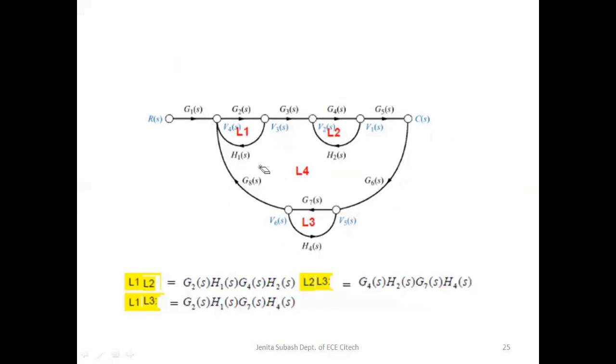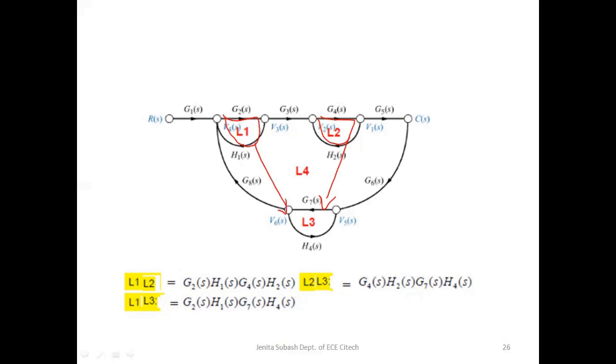Moving on to step 3, we have to identify any combinations of two non-touching loops. Is there any possibility of combinations of two non-touching loops at a time? In this signal flow graph, we have 3 combinations of two non-touching loops: L1 and L2, they are said to be non-touching because they are not sharing a common node. Then L2 and L3 can also be said to be non-touching as they do not have a common node, as well as L1 and L3, which are non-touching as they are not sharing a common node.